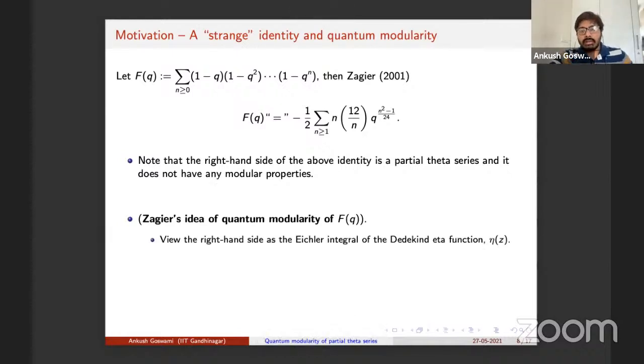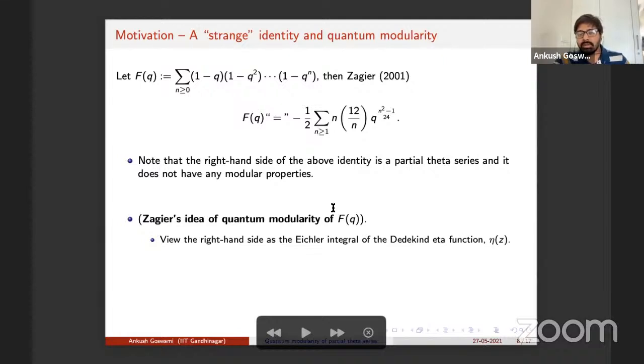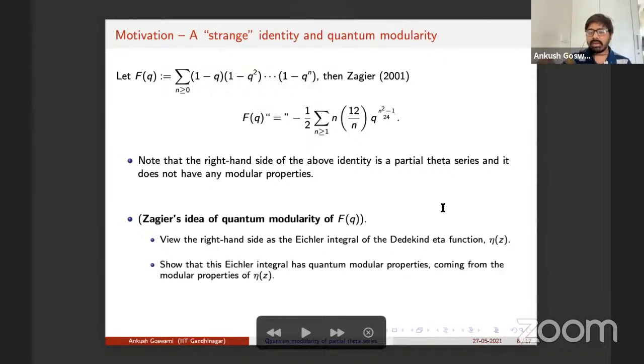So what Zagier did was to show that the right-hand side can be viewed as the Eichler integral of the Dedekind eta function, eta of z. I will show you later in my slide how a particular Eichler integral looks like. But basically, this is a path integral involving complex functions. And then he showed that this Eichler integral has quantum modular properties, and these properties are basically coming from the modular properties of the eta function.